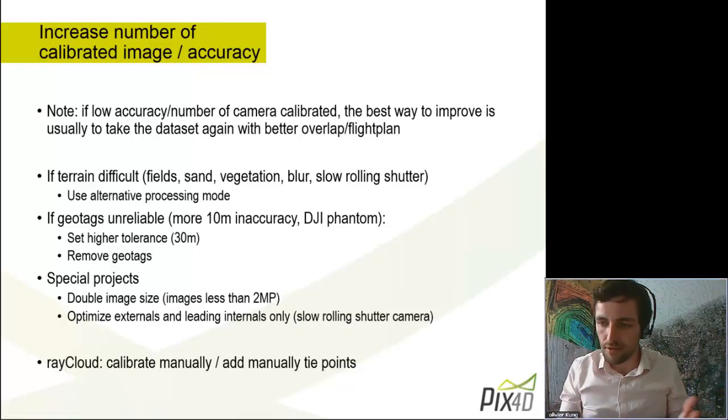And if, despite choosing all these options and trying all these different things, you still have uncalibrated images, then the ray cloud allows you to go in the images and calibrate them manually by adding tie points.